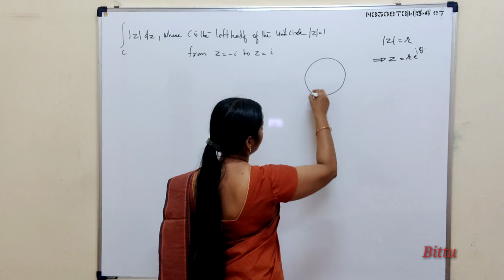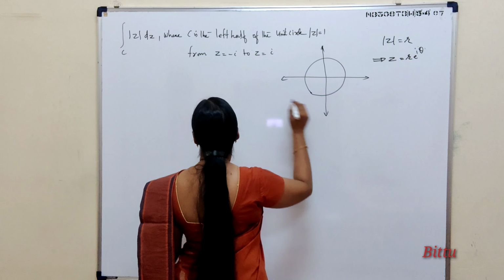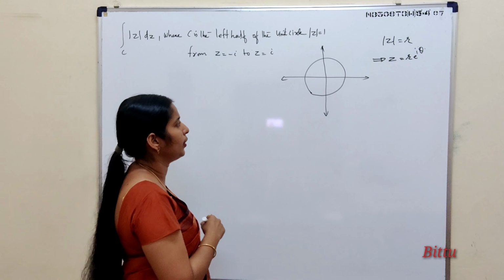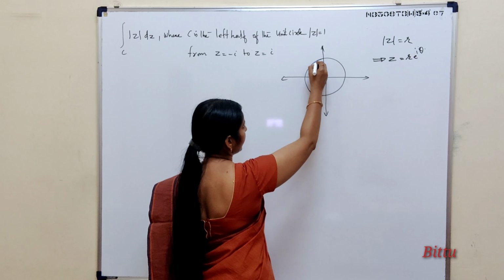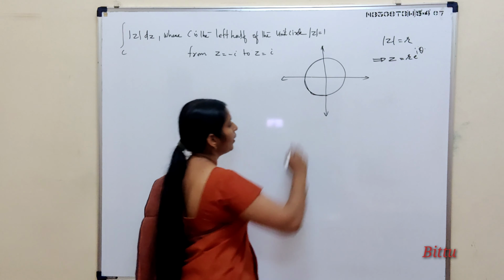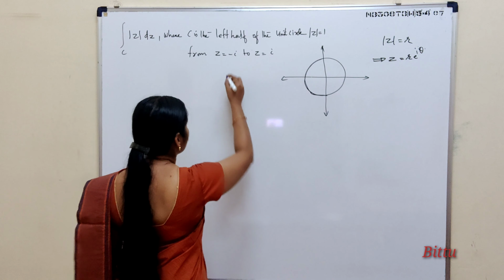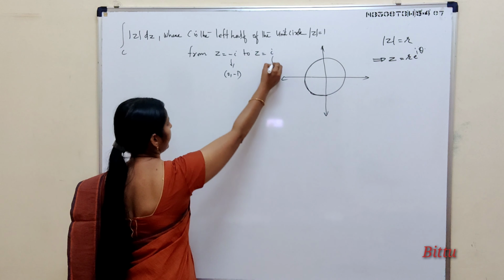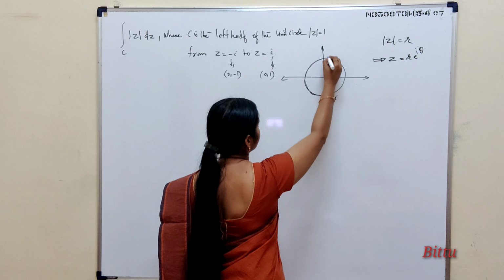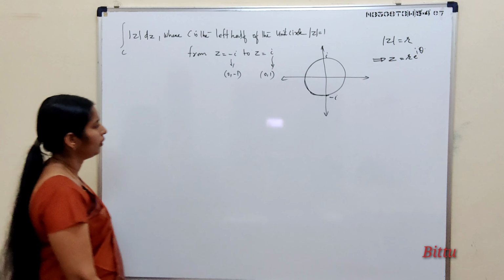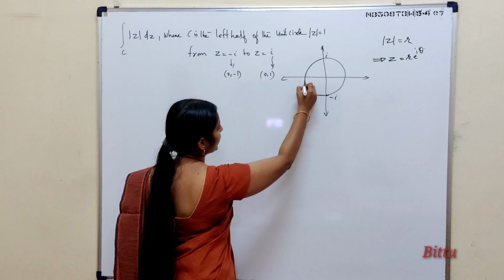See, we have the unit circle. We have to integrate mod z in the left half of the unit circle. This is its right half and this is its left half. We have to integrate along the left half of the unit circle. From where to where? It is given from minus i to i. Where is minus i? Minus i is the point 0, minus 1, and i is the point 0, 1. Its radius is 1, so this is minus i and this is i. Here we have to integrate from minus i to i. Here the direction is given like this.